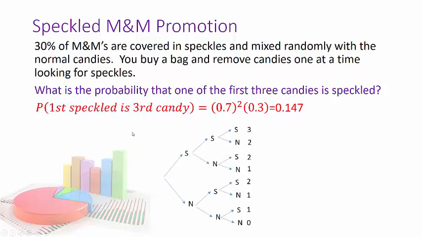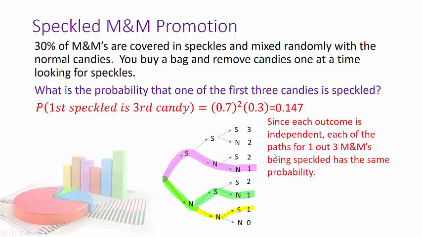Well, that doesn't quite take into account all the different ways that you can get the speckled candy. What you calculated was not speckled, not speckled, and speckled. There's more than one way to get one speckled candy. You could also do not speckled, speckled, not speckled, that gets you 1, or speckled, not, not, and that gets you 1. Since each outcome is independent, each of the paths, if I were to multiply all these probabilities, I'm going to get the same answer for each path.